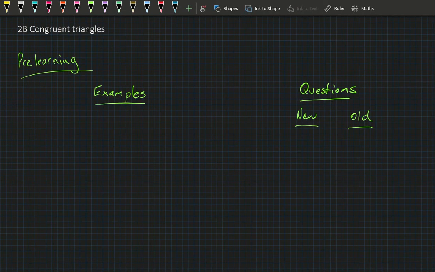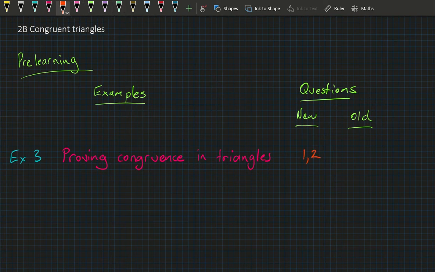Hi class, welcome to exercise 2B, where we're going to be working with congruent triangles. In example 3, we'll be proving congruence in triangles. And your pre-learning for this example will be questions 1 and 2 in the new book and question 3 in the old book. Then in example 4, we'll be using congruence in proof.